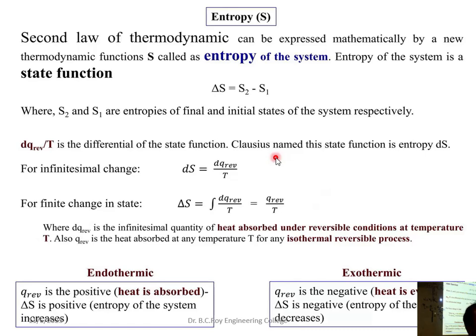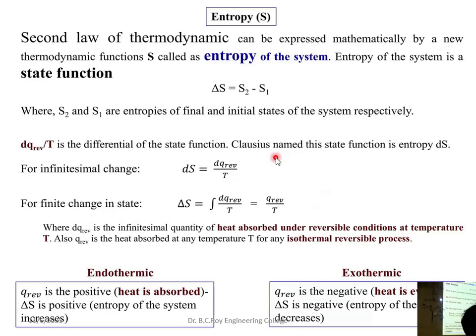Third law of thermodynamics. Absolute entropy of a substance will be 0 at 0 Kelvin temperature for a perfectly crystalline solid. For a perfectly crystalline solid. Do you understand the meaning of perfectly crystalline solid? So what I told, entropy will be 0 for a substance at 0 Kelvin temperature for a perfectly crystalline solid. The substance should be perfectly crystalline.